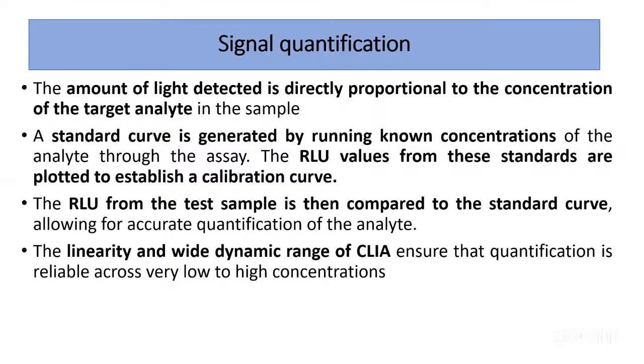Signal quantification: the amount of light detected will be directly proportional to the concentration that is there in the target. And how is the standard curve generated? A standard curve is made from known concentrations of the analyte. Then whatever RLU you are getting will be compared with the standards by the machine, and it gives you a concentration for your analyte. And the best part is the linearity and a wide dynamic range of CLIA. What is linearity and wide dynamic range? That means the detection limit, from the lower limit of detection to the upper limit of saturation.